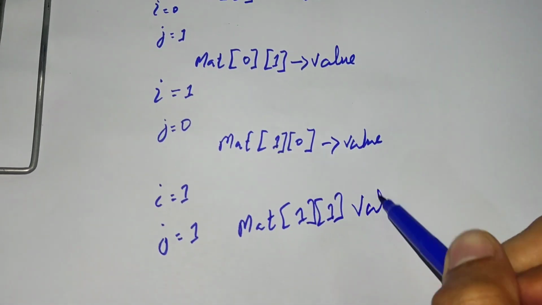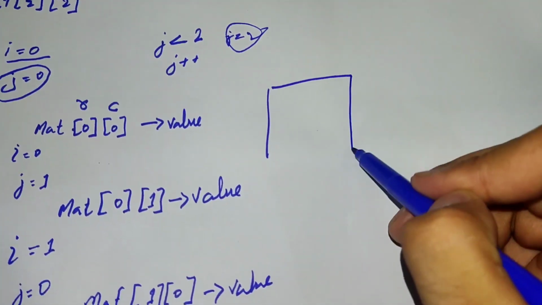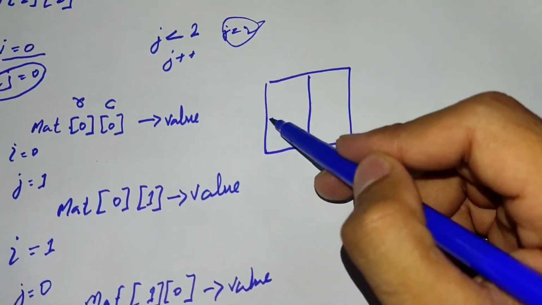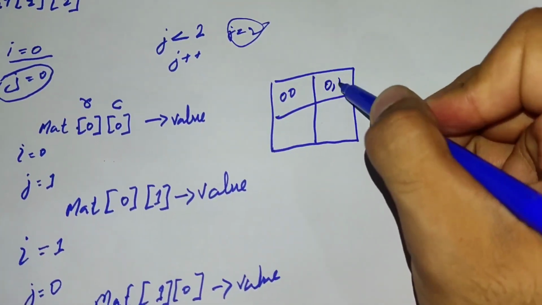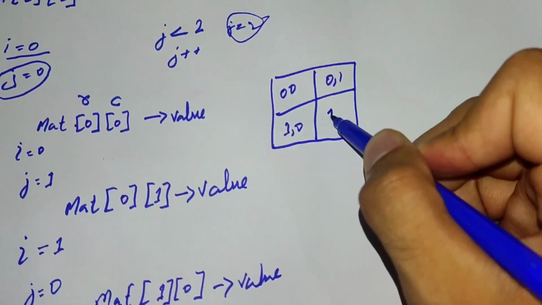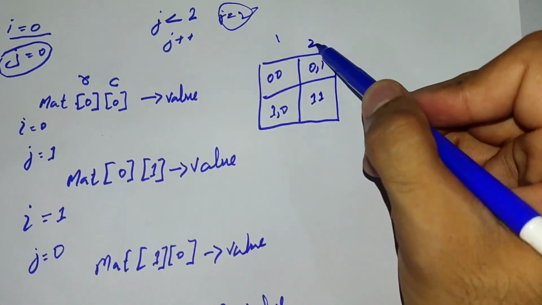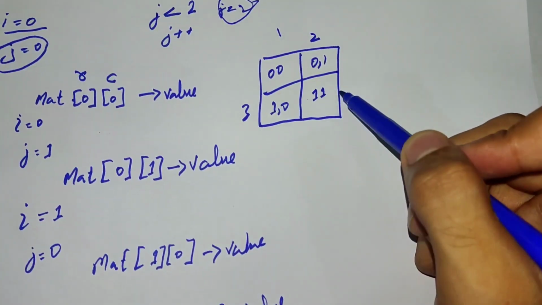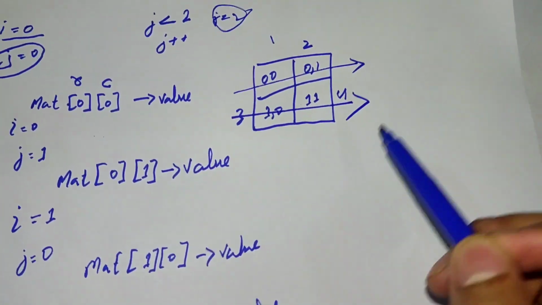Okay, so we already saw how the two-dimensional array looks. This is 0, 0 and this is 0, 1. This is 1, 0. This is 1, 1. So basically we entered 1, 2, 3 and 4. So we go like this, by rows.